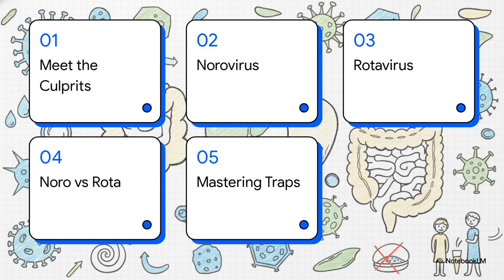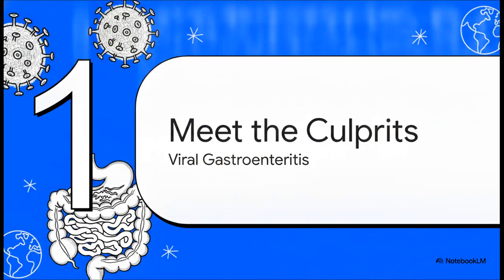Here's our game plan for today. We're going to meet the main viral culprits, break down norovirus, the outbreak king, and rotavirus, the pediatric threat. Then we'll put them head to head, and finally, we'll master those tricky exam traps. Let's go. All right, Section 1, meet the viral culprits.